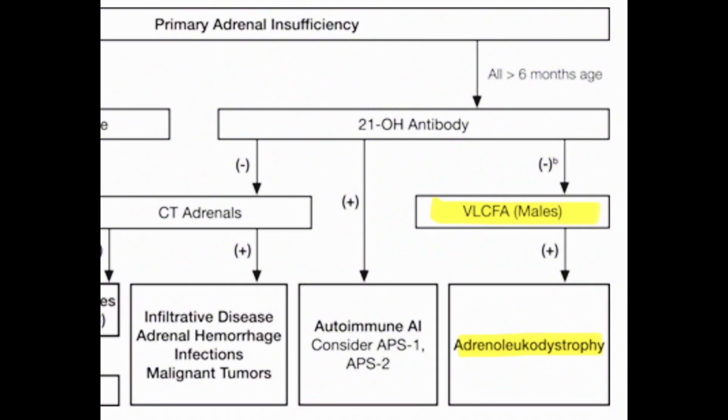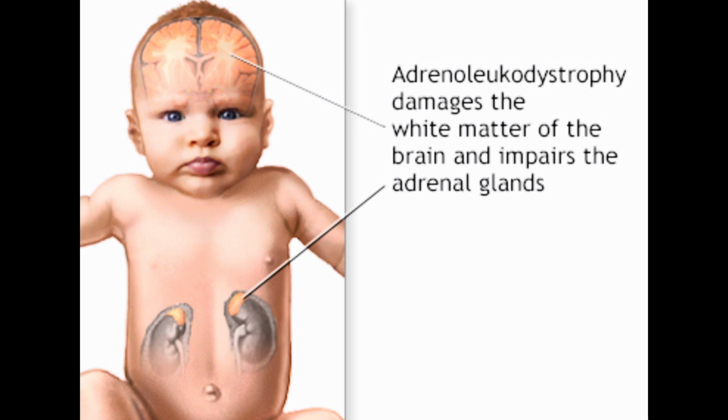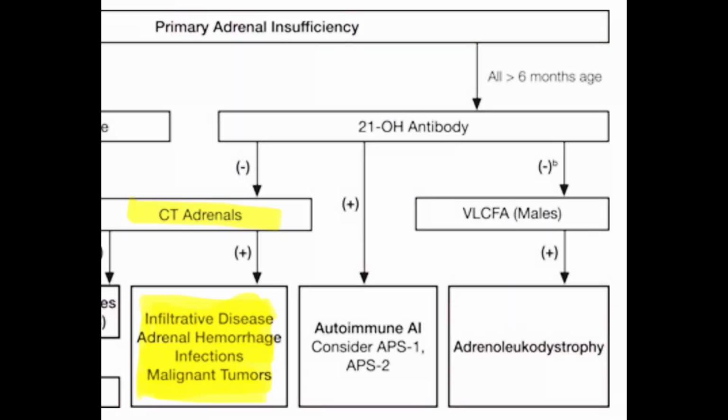If the adrenal antibodies came out negative and the patient is male, it's very important to check the very long chain fatty acids, because the cause of the adrenal insufficiency might be X-linked adrenoleukodystrophy. And if it is negative, the adrenal glands can be checked by CT scan or MRI in order to check if there is any tumor or infection in the adrenal glands.